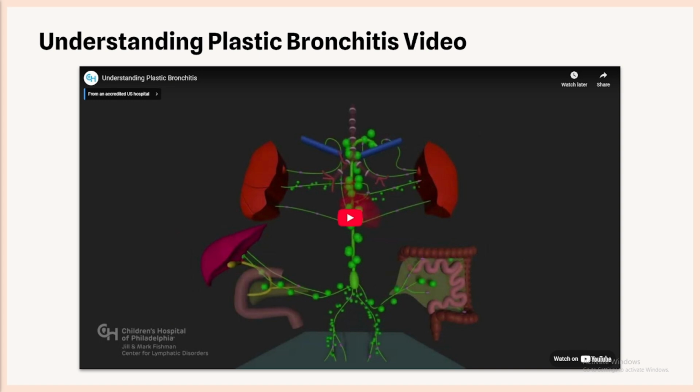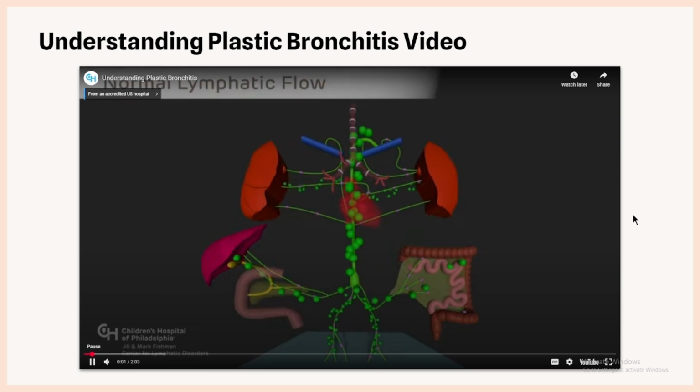So at this point, I would like to show you a short video that offers a visual overview of plastic bronchitis, particularly the lymphatic involvement. It shows how the thoracic duct can leak into the bronchi and how that leads to cast formation. Pay attention to how they describe the imaging techniques and treatment strategies. This visual will make the next few slides easier to understand.